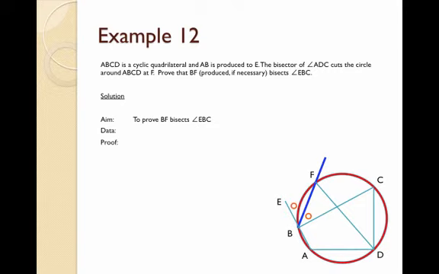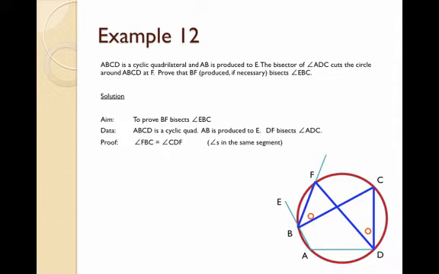Okay, our aim is to prove that BF bisects angle EBC. This means we're going to show that angle EBF equals angle CBF. We know that ABCD is a cyclic quadrilateral, AB is produced to E, and DF bisects angle ADC. I start my proof by stating that angle FBC equals angle CDF. This is because they are angles in the same segment.